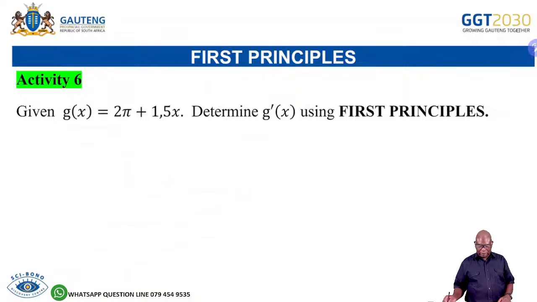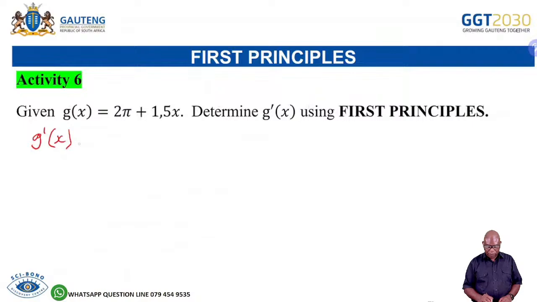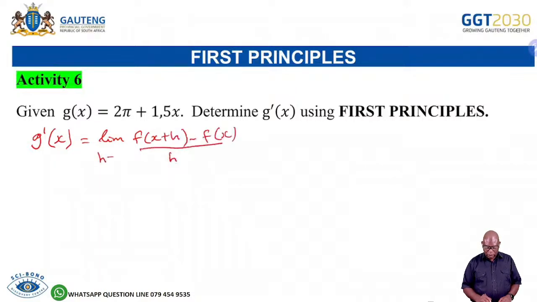Here is one with a fraction and a pi and an x, and yeah, this one is a bit too much because then it has your 2 pi, you know, you've got your 1,5x, but there's nothing difficult in this question. We just need to do exactly what we have done in the other ones. So first of all, g prime x equals the limit of f of x plus h minus f at x all over h when h is approaching 0.